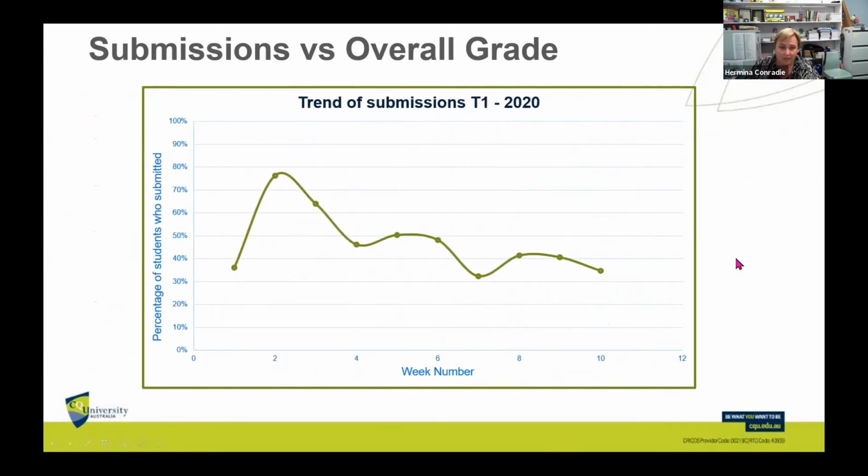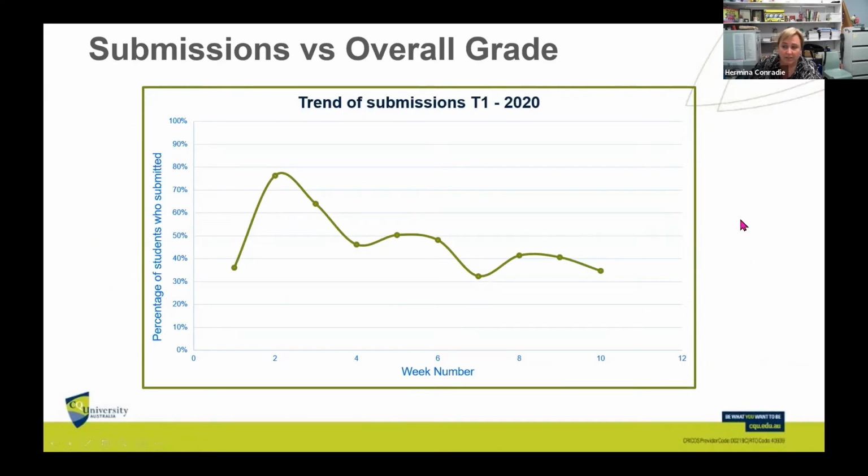When you look at those two graphs, you can see that the trends are very similar, and in week 2 it normally tops a little bit. It's also worth noting that the first 3 consolidation activities are due within the first 2 weeks of term. That's why it peaks around that 2-week period.